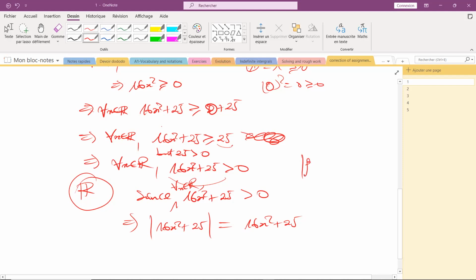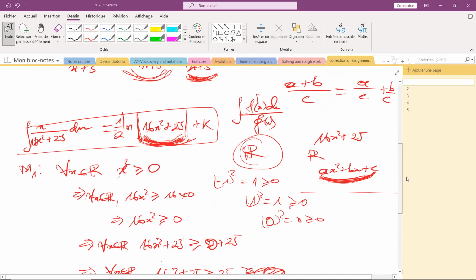We recall that the absolute value of f of x is equal to what? f of x if f of x is greater than or equal to 0, or it is equal to minus f of x if f of x is strictly less than 0. Here we have our f of x which is greater than 0, so the absolute value of this is this, according to this. That's how we are supposed to justify things. This is the first method.